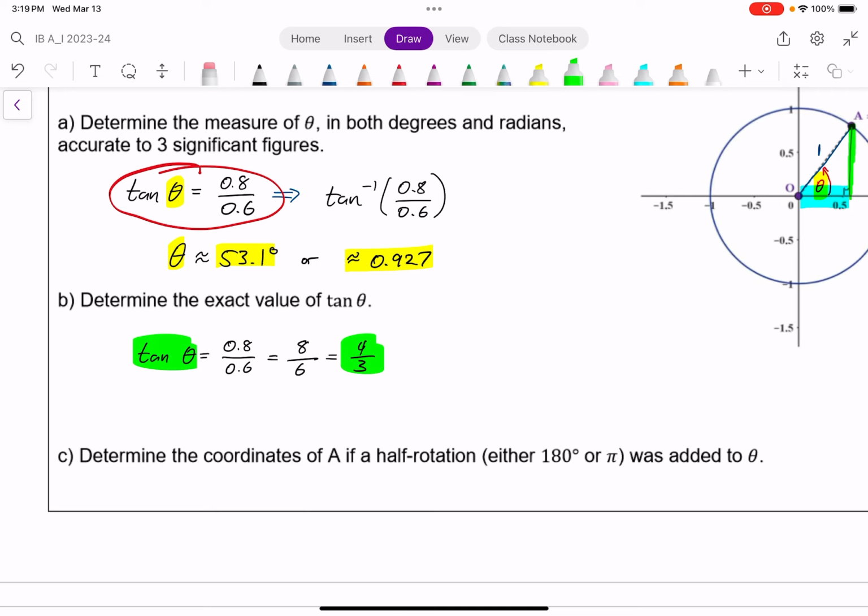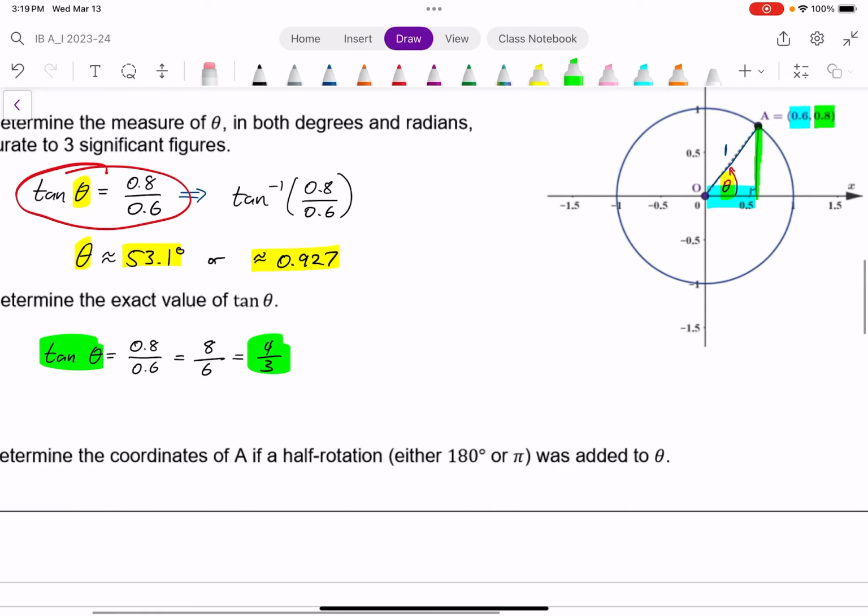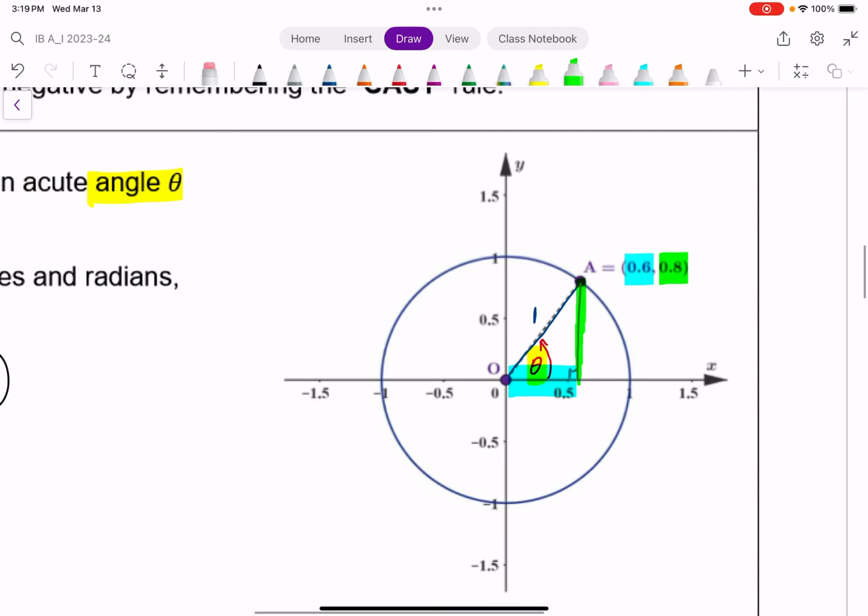That said, I want to use my diagram for this. Determine the coordinates of A if a half rotation, and we can think either in degrees or radians, it doesn't matter, was added to theta. So what does that mean? Well, let's look at this. And if I have this rotation, which you can see has been drawn here, if I add 180 degrees or pi radians, I end up with something right here, half rotation further on. And so I'll draw that right here.